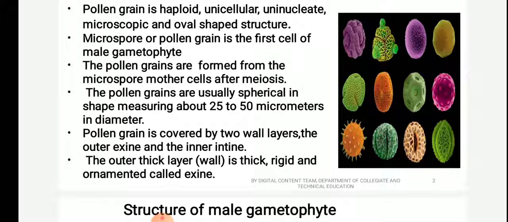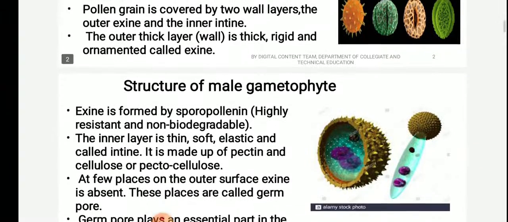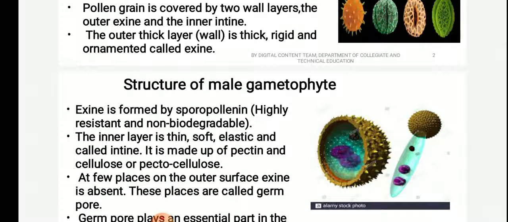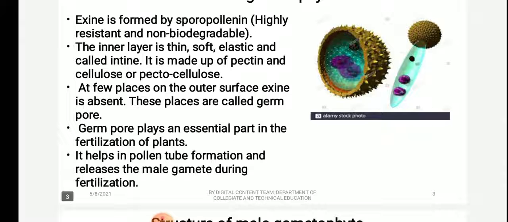Pollen grains are usually spherical in shape, measuring about 25 to 50 micrometers in diameter. Pollen grain is covered by two wall layers, outer exine and inner intine. Outer exine is thick, rigid, and ornamented, whereas inner intine is soft, elastic. Outer exine is formed of sporopollenin. The inner intine is made up of pectocellulosic.